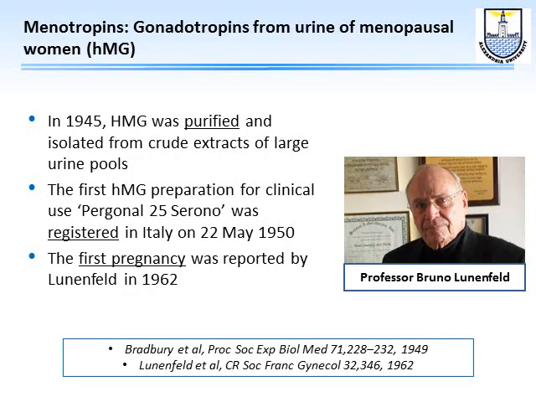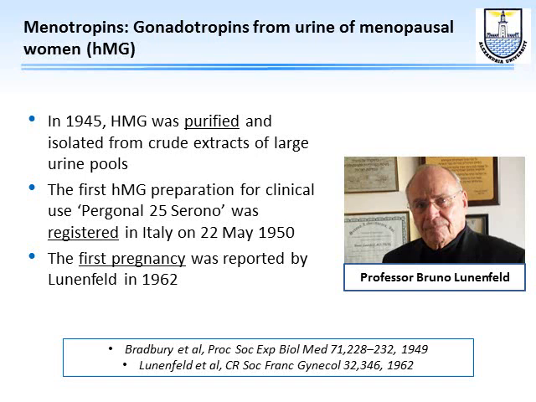So what do they use? They used HMG, which is also called menotropins. And this is Professor Bruno Lunenfeld. When he was in Zurich, he did a lot of work separating the FSH from the urine of menopausal women. Of course, we know that menopausal urine contains high levels of FSH and LH, and this is what he did. He separated the FSH, he purified it from the urine of menopausal women.